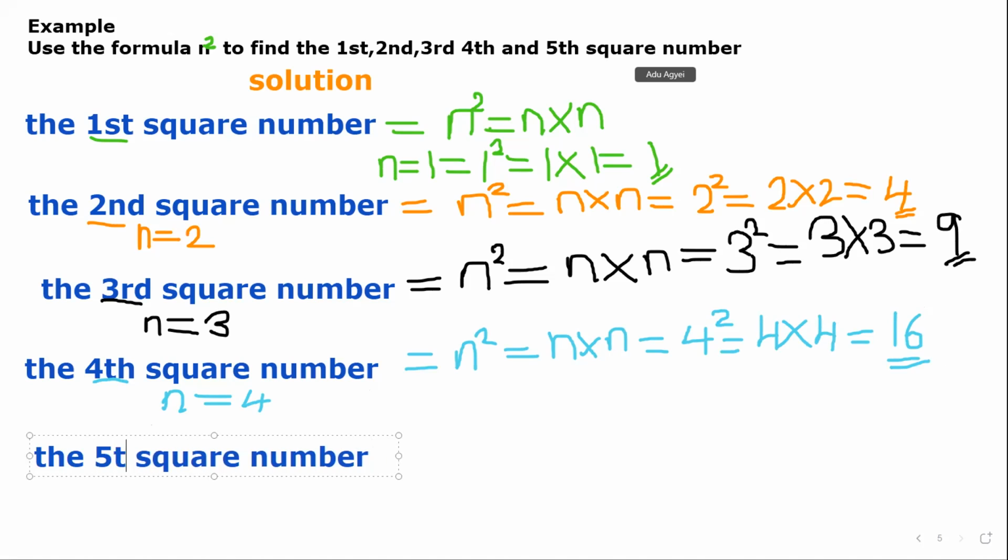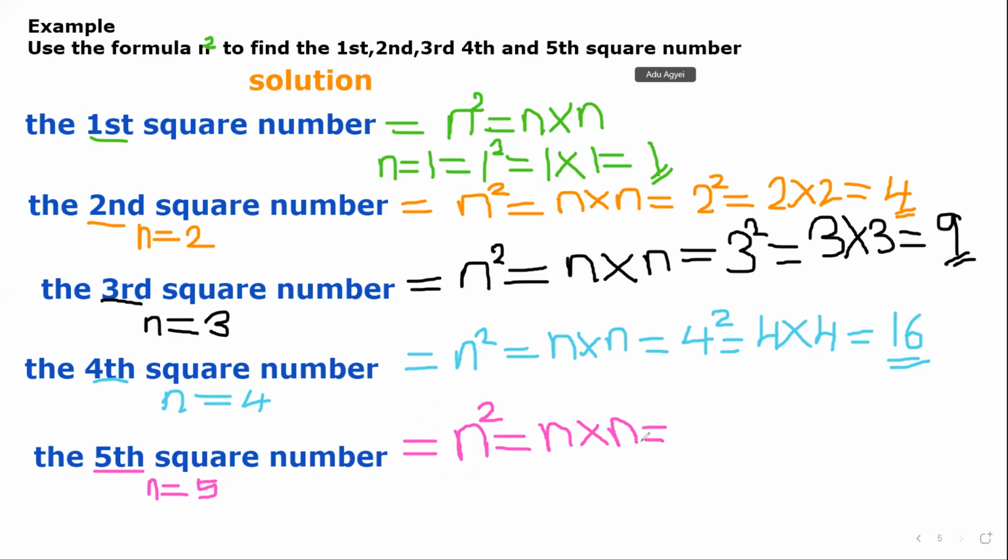The fifth square number. Because we want to find the fifth square number, the formula is what? N squared, or n exponent 2, or n raised to the power 2. They are all names. Okay. So the fifth square here means the n will be equal to what? 5. Then n square means n multiplied by itself. Whenever a number multiplies itself, you get a square. Okay. So you're going to put 5 in place of the n.